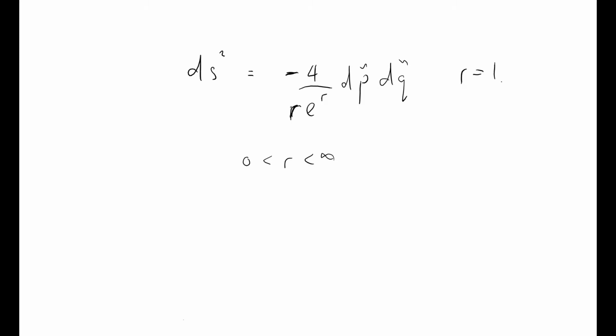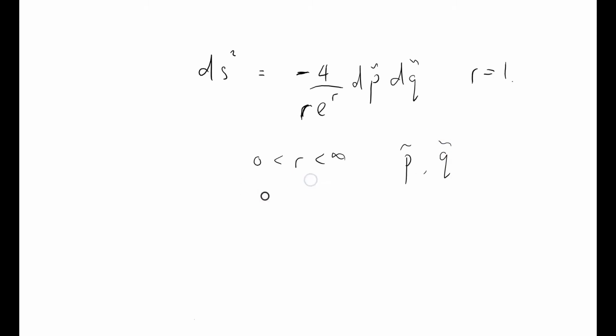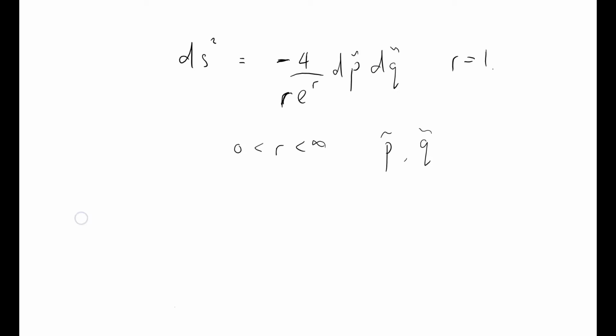But we've still got the rather peculiar problem that P twiddles and Q twiddles are both null coordinates because the metric tensor is just a product of these two guys here. So we need to sort that out.